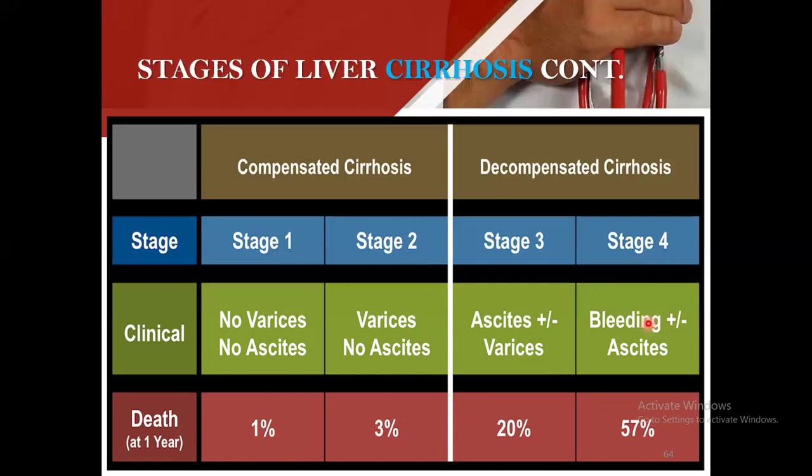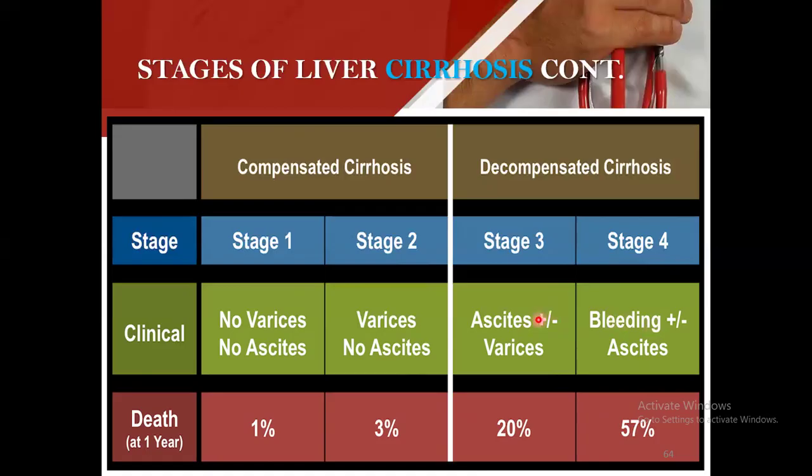Sometimes too, they'll give you the history that they vomited blood in the house, but by the time they come to the hospital, you check, or with endoscopy, and you don't see any varices. Even in stage 3, it can happen like that.